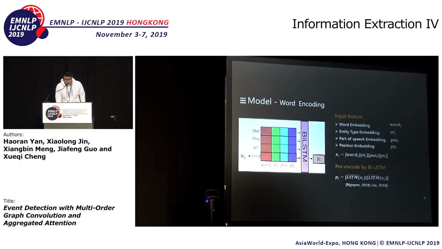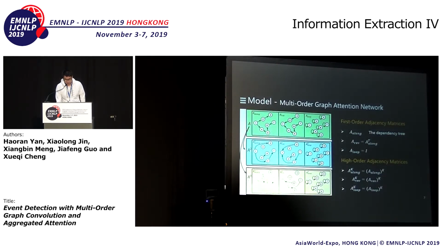Suppose that the input sentence has n words. For each word w_i, we use the following lookup table features in the word encoding module: word embedding w_i, entity type embedding et_i, part of speech embedding pos_i, and relative position embedding ps_i. We concatenate these features as x_i and feed it into the bidirectional LSTM, like other dependency-based methods did. p_i is the output representation of word i.